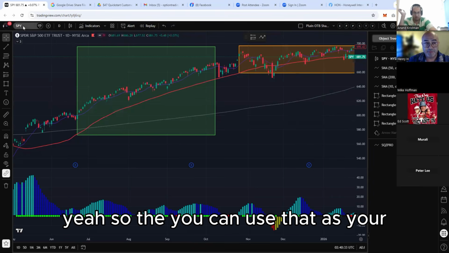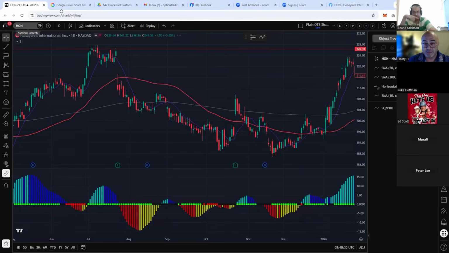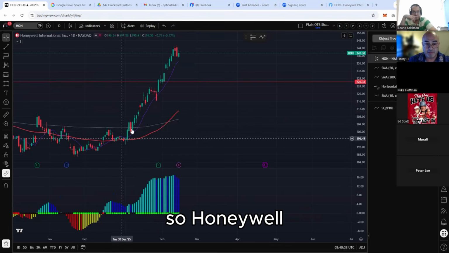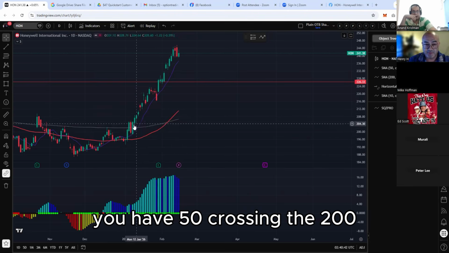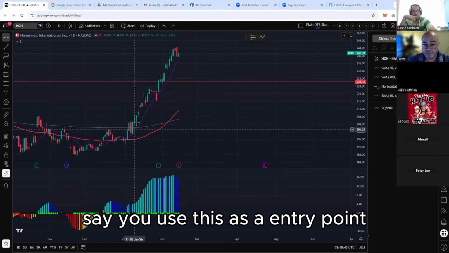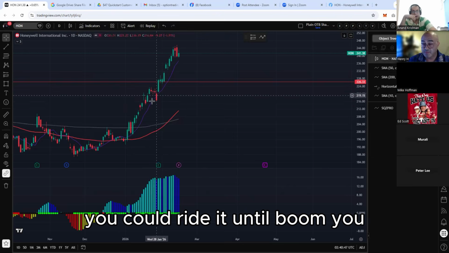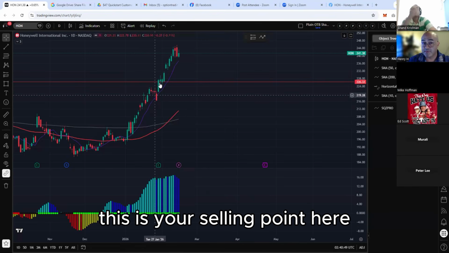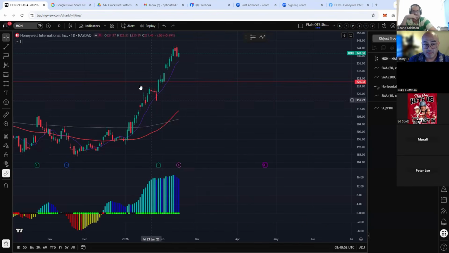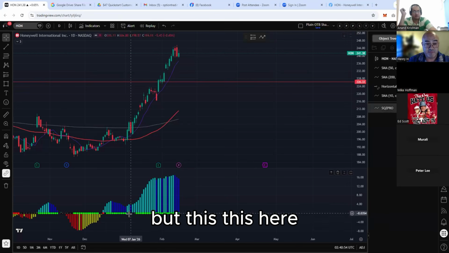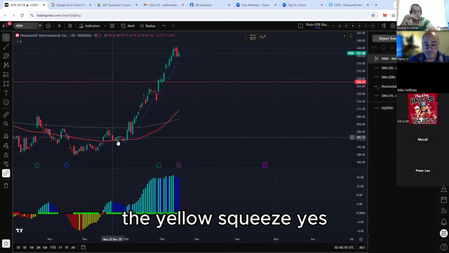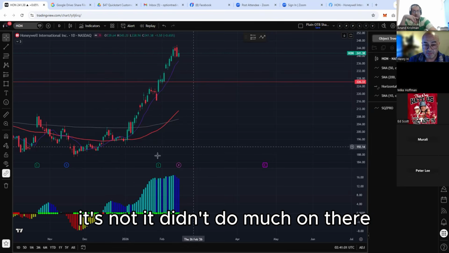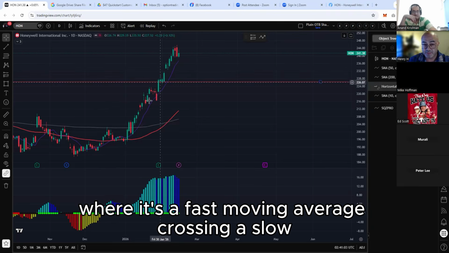Yeah, so you can use that as your exit. Let's see if I'm in Honeywell. Okay, so Honeywell, say you got this one as a 10 crossing the 200, you have 50 crossing the 200. Say you use this as an entry point. You could ride it until boom, this is your selling point here. And then let's see if there's another signal that you can go off of. But this here is a signal, the yellow squeeze. Well, it didn't do much on there. This is a signal here where it's a fast moving average crossing a slow.